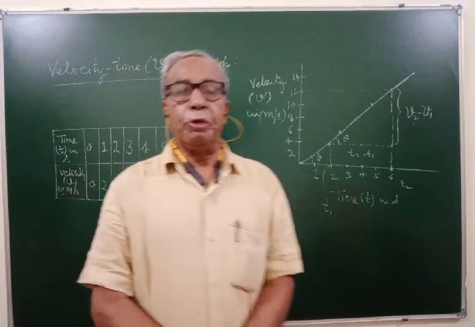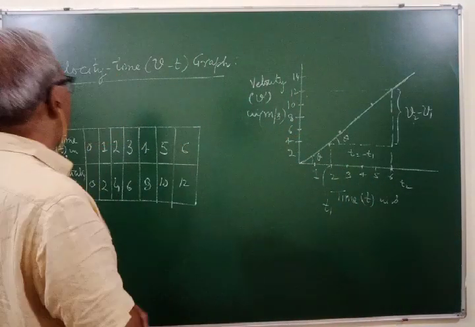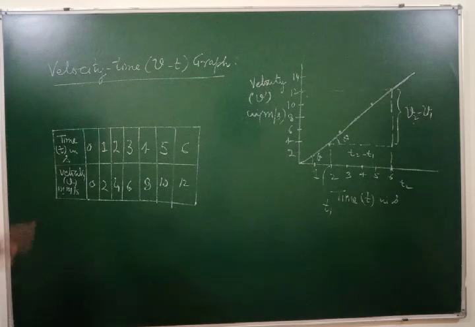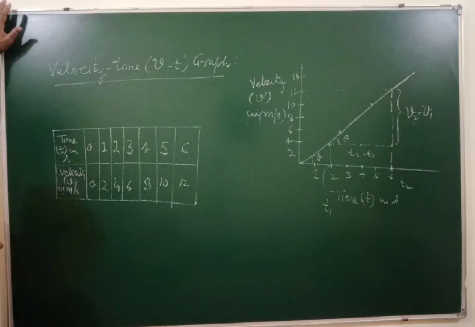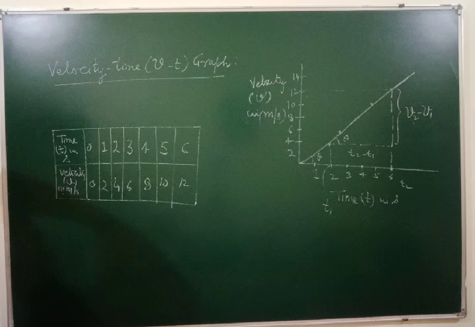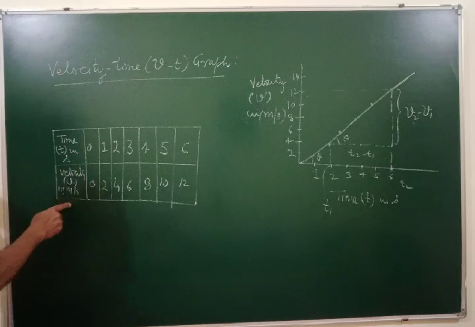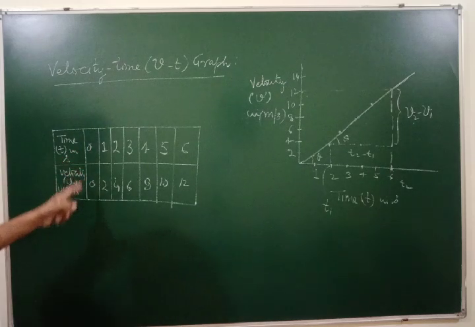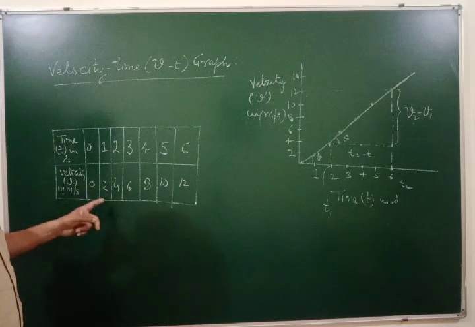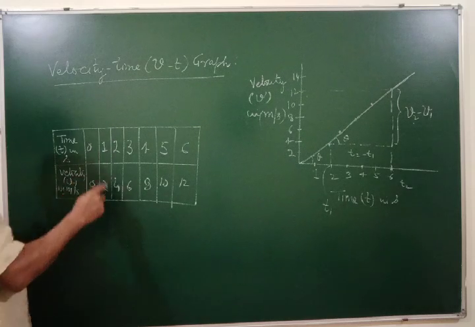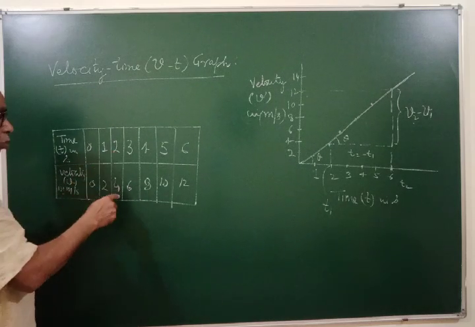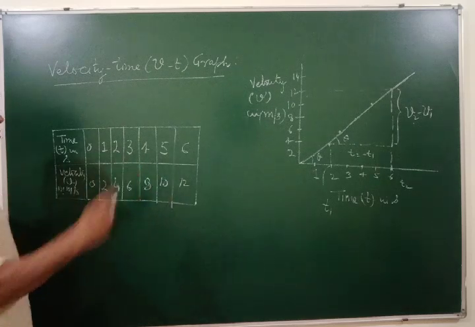Yes, friends, in this video I am telling you about the velocity-time graph. Here is the table for a moving body, time in seconds, velocity in meters per second. At 0 it is 0, at time t equal to 1 it is 2 meters per second, at 2 it is 4 meters per second, at 3 it is 6 and so on.